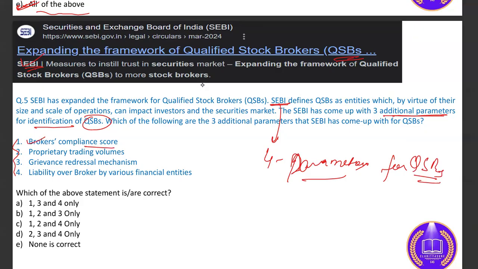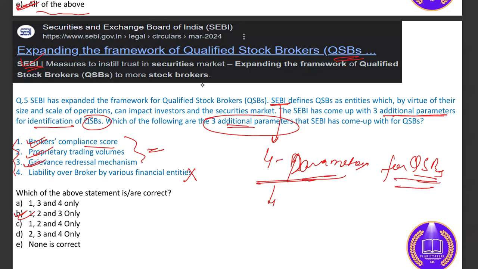SEBI has added this, yes, absolutely correct. Broker's compliance score has been added as an additional parameter. The second one, proprietary trading volumes. Again correct. Grievance redressal mechanism, again correct. So these 3 parameters were added. Liability over broker by various financial institutions? No, it is incorrect. There is no such parameter. So option 1, 2, and 3 is correct. That is option B. And earlier, SEBI already had 4 parameters for QSBs.